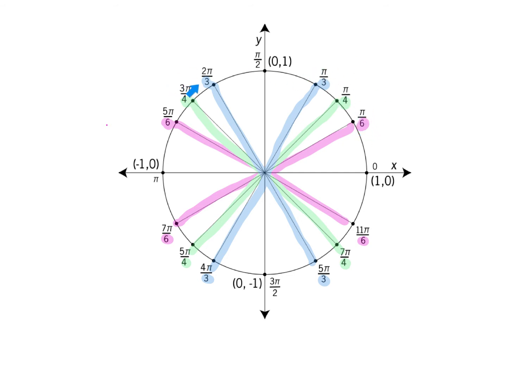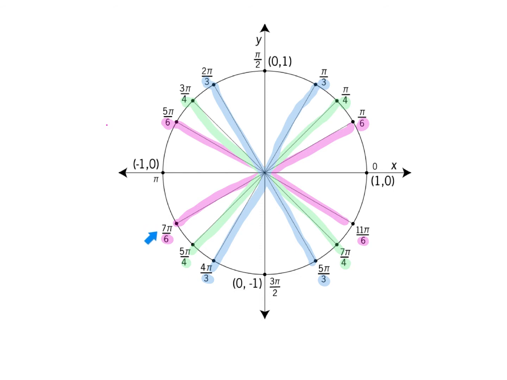In quadrant 2, all of these numerators are exactly 1 less than the denominator. So if the denominator is 3, the numerator is 1 less, 2 pi. Here, denominator is 4, so numerator is 3 pi. 6 gives us 5 pi. So quadrant 2, the numerator coefficient is always 1 less than the denominator.